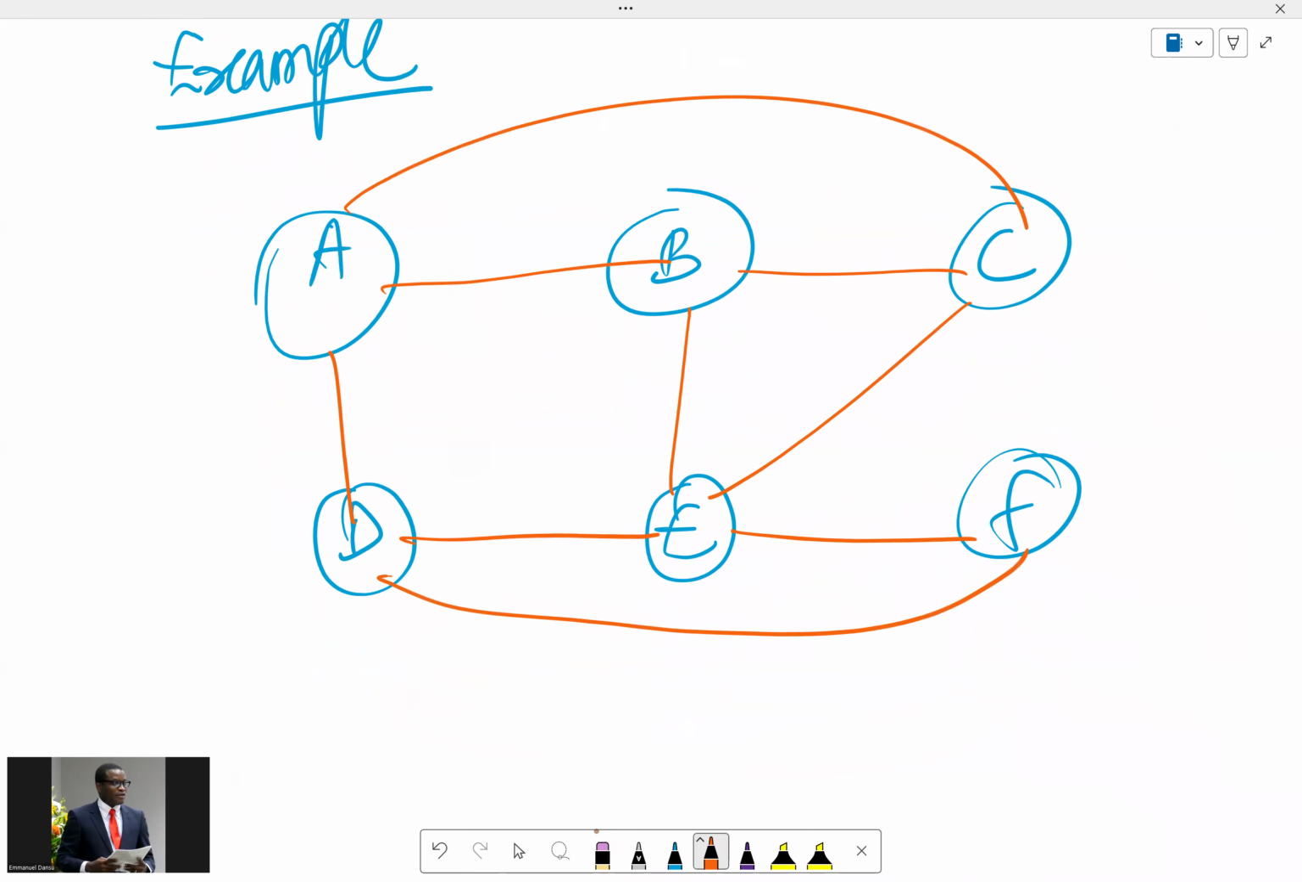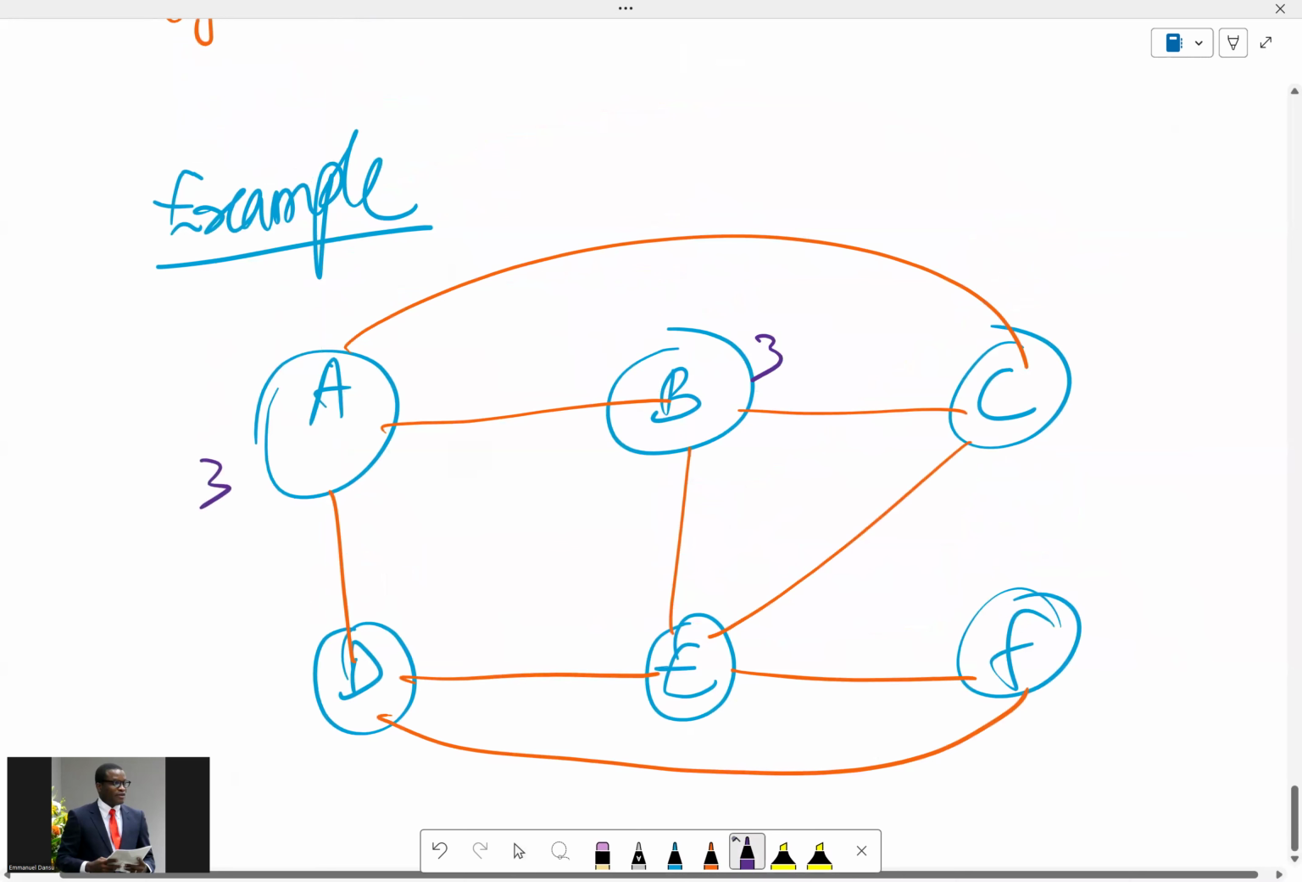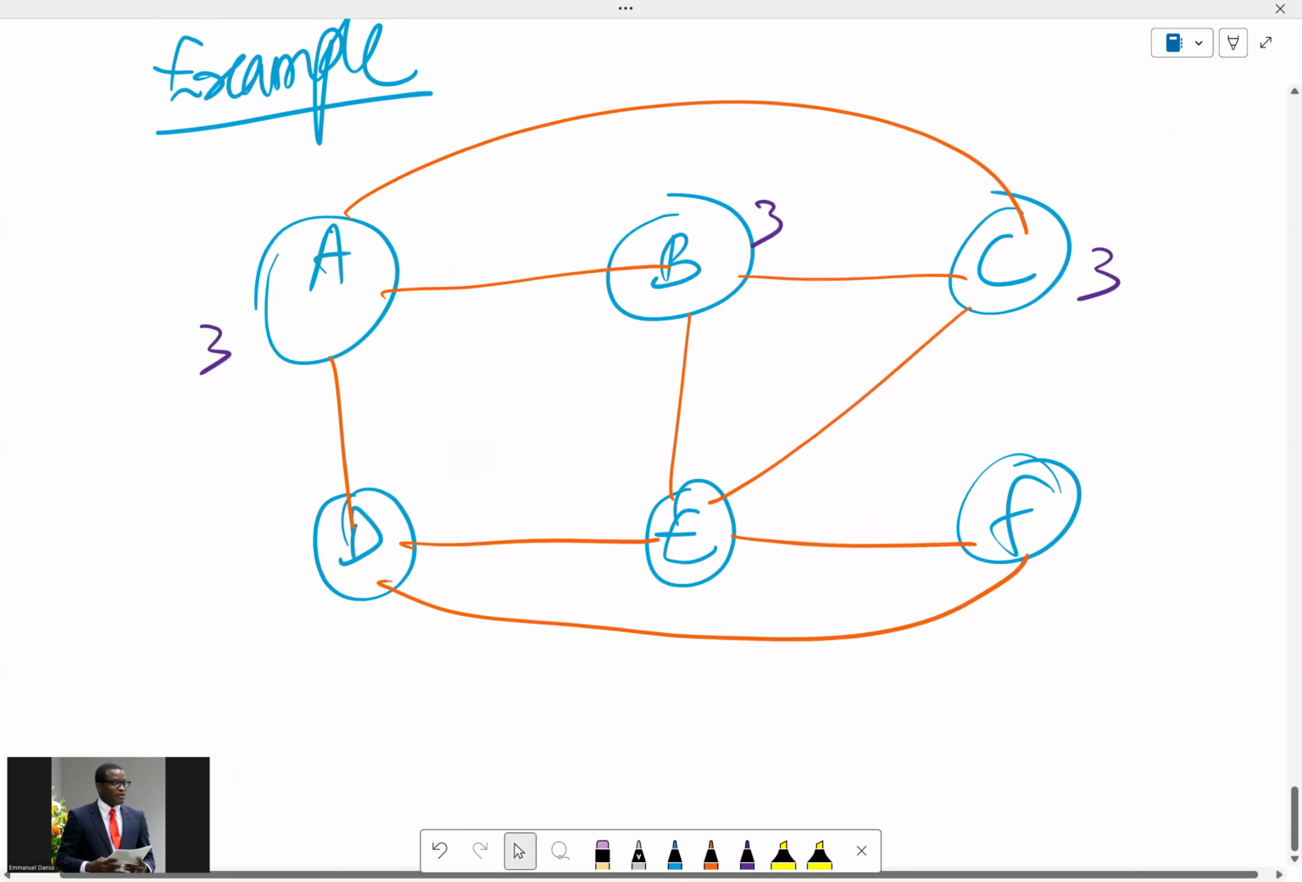Now let's see. To be very fast, I'll just do the degrees. So what's the degree of A here? It's just 3 here. The degree of B is also 3. The degree of C is 3. The degree of D is 3. The degree of E is 1, 2, 3, 4. The degree of F is 2.